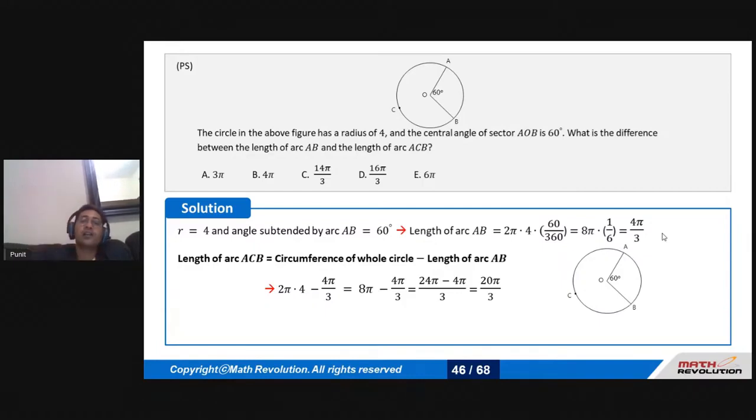Now let's find the length of arc ACB. It's the whole circumference minus AB. The whole circumference is 2 pi r, r is 4, so that's 8 pi minus 4 pi by 3, which makes it 20 pi by 3. The last step is the difference between the both. So that becomes 20 pi over 3 minus 4 pi over 3, which equals 16 pi over 3.